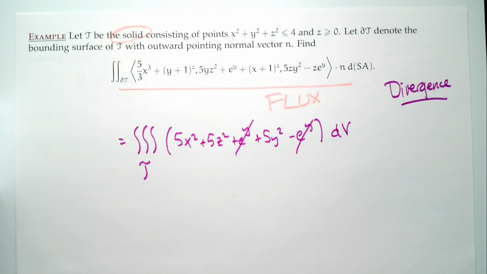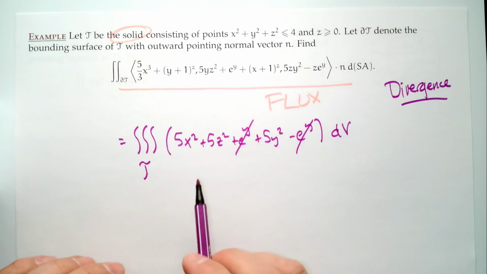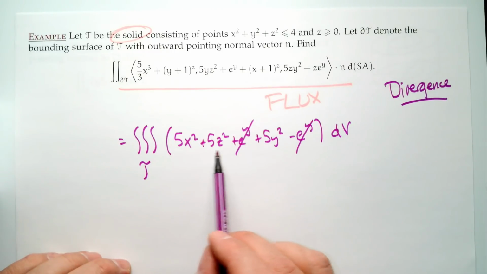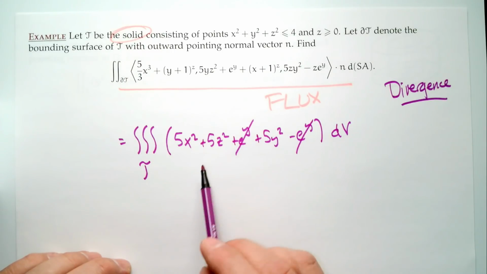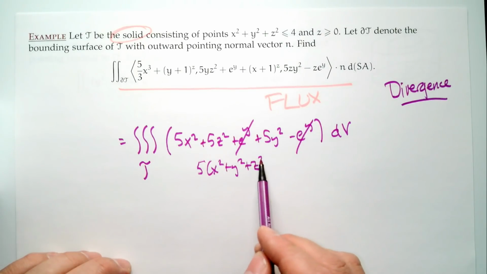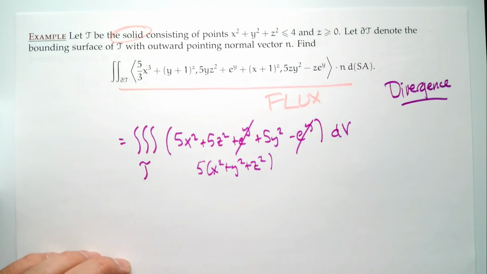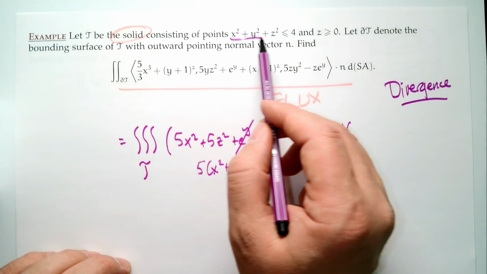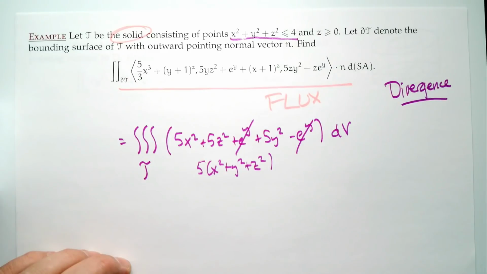If you see a divergence problem, what you should have left after you do the divergence should be really clean. All the messy stuff should disappear. Stuff should cancel, and you're left with beautiful things. This is beautiful: 5x squared plus 5z squared plus 5y squared. Well, that's 5 times x squared plus y squared plus z squared. Ooh, that's very suggestive. Also, what's our shape? A sphere. Also very suggestive.